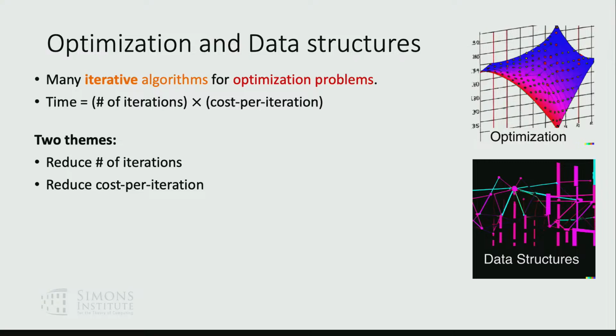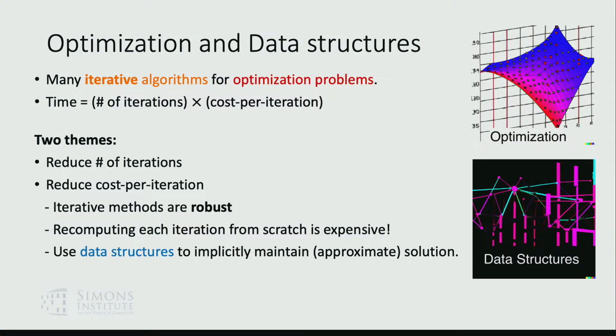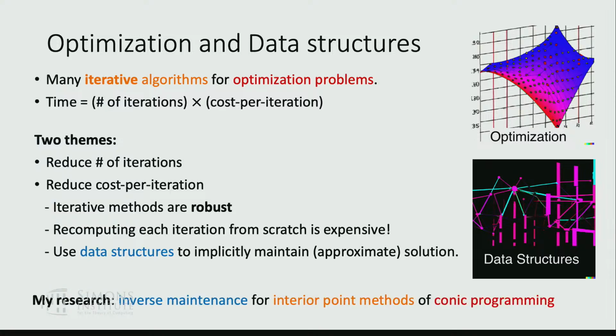And the idea behind this is that many iterative methods are very robust inherently. So instead of computing the variables from scratch in each iteration, which can be very expensive, we can use data structures to implicitly maintain some solution and only do a smaller update in each iteration. And what I will talk about today is my research, which is focused on using inverse maintenance data structure for interior point methods and for conic programming. So next, let me define these three definitions here, and then I will give you some list about recent progress, about other people's work and my work as well.